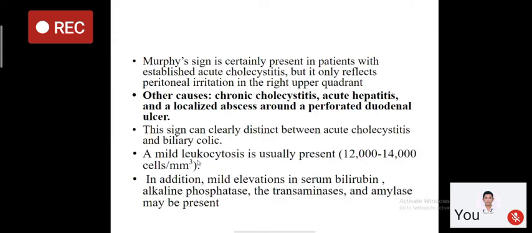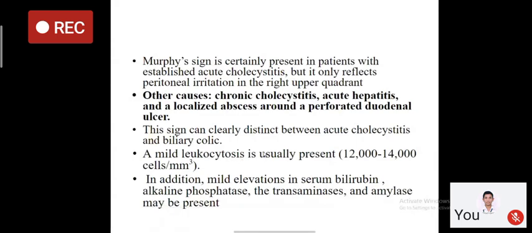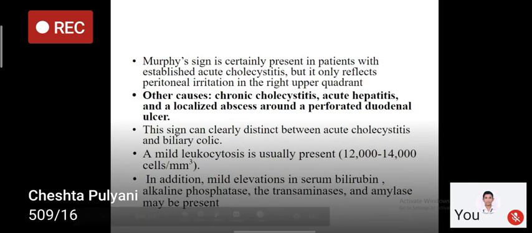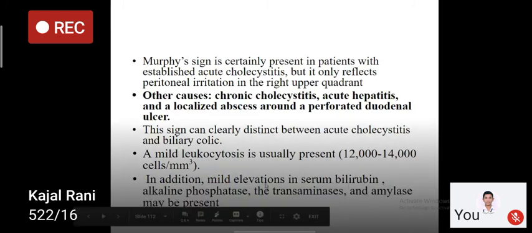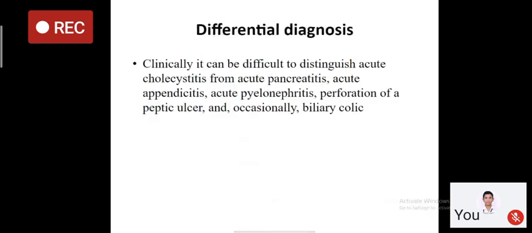Whereas in acute cholecystitis, there is mild leukocytosis. Mild leukocytosis means the normal count is 4,000 to 11,000, whereas in acute cholecystitis it is usually raised to 12,000 to 14,000. So if in a patient with symptoms relating to the gallbladder your TLC count is raised to 20,000 or 30,000, you should suspect empyema of the gallbladder or gallbladder perforation. And other investigations like bilirubin, alkaline phosphatase, and amylase can be raised in acute cholecystitis.